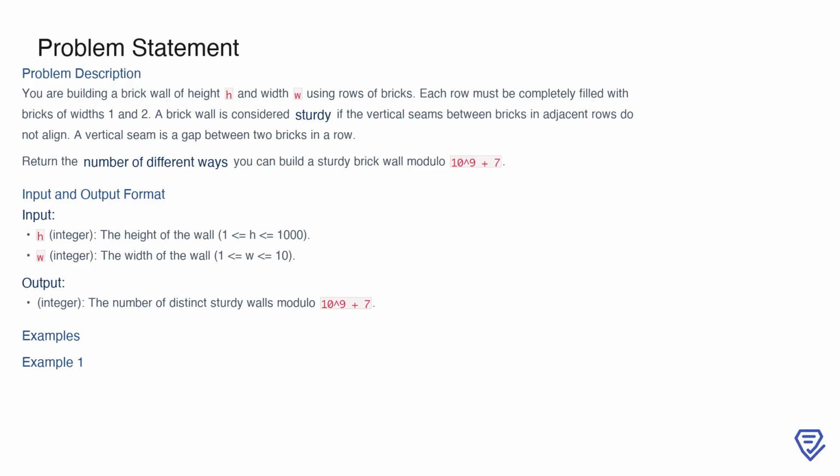The goal is to determine the total number of different ways to build such a sturdy brick wall, and because the number can be very large, the result must be returned modulo 10^9 plus 7. The input consists of two integers: h, the height of the wall, which can go up to 1000 rows, and w, the width of the wall, which can be as large as 10 units. The output is a single integer representing the number of valid configurations for the sturdy wall under these constraints.